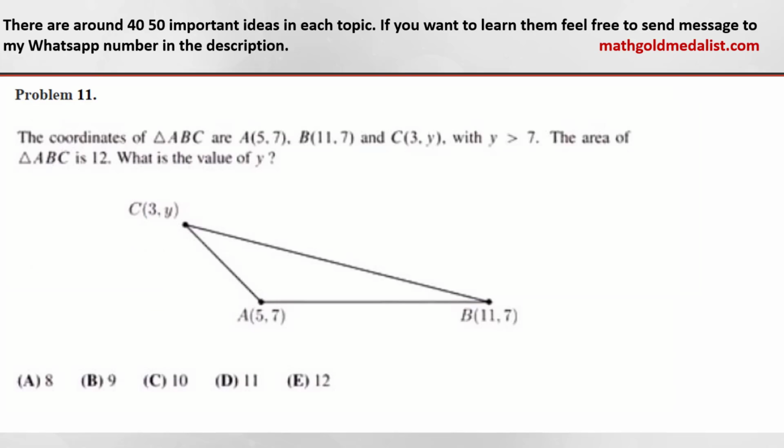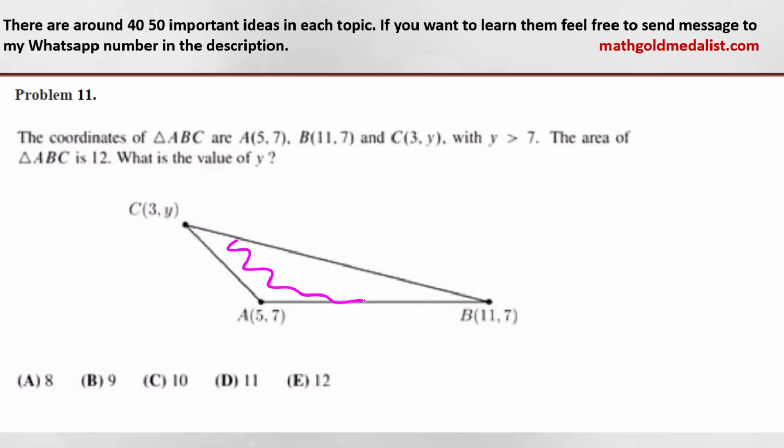Problem 11. The coordinates of triangle ABC are 5, 7, 11, 7, 3, y with y greater than 7, like in this figure. Because the y coordinate of C is greater than 7, we can conclude C is on top of this line, because this line is y equal to 7. And the area of ABC is 12. What is the value of y?